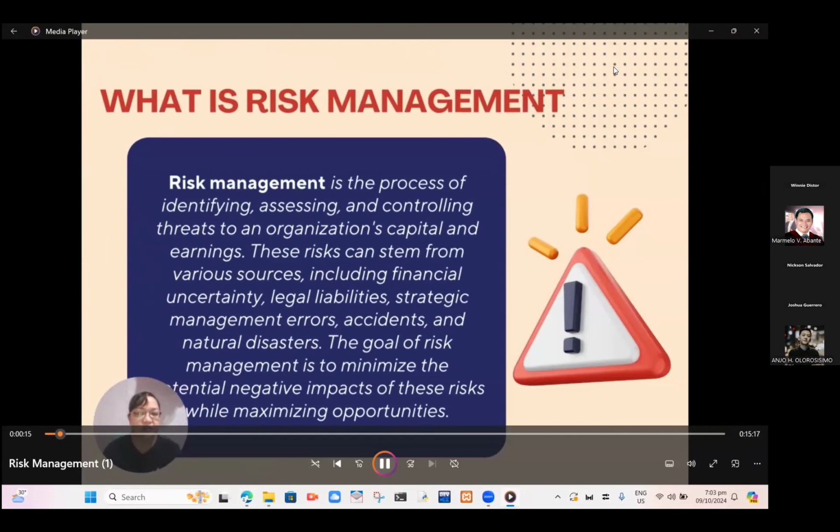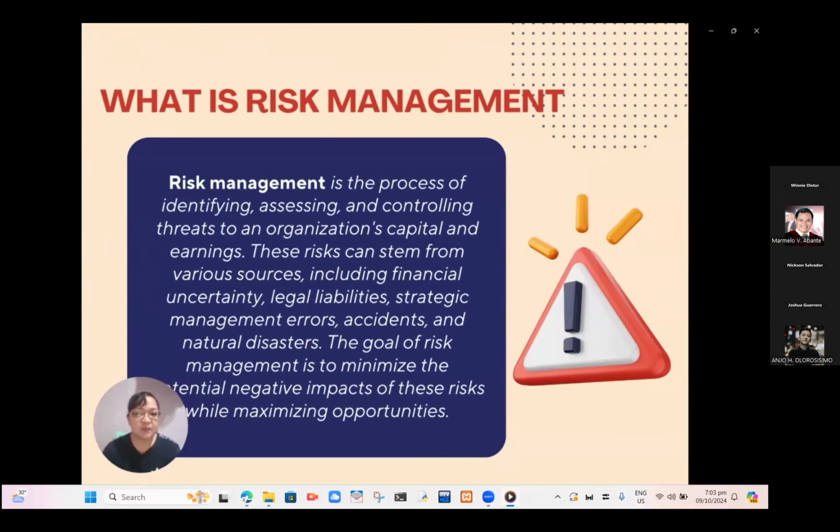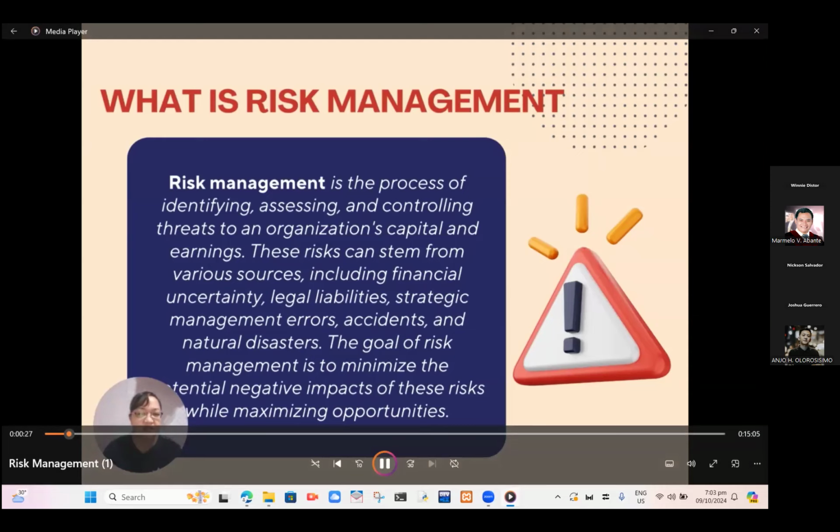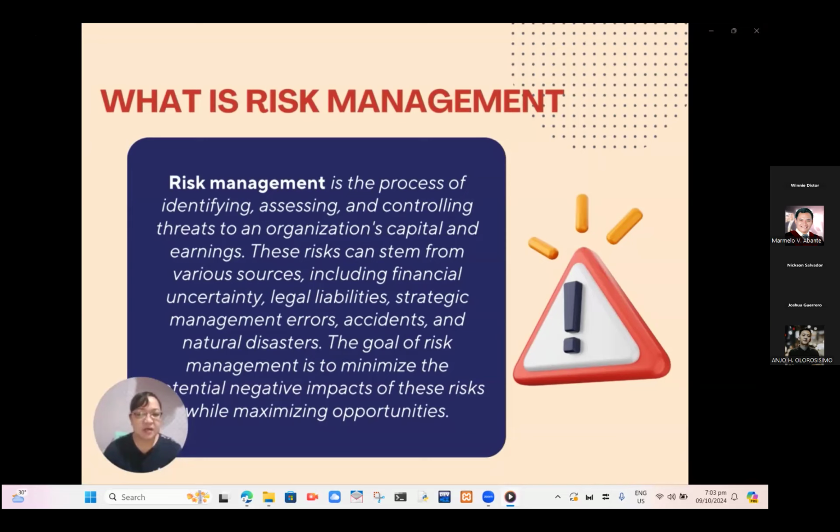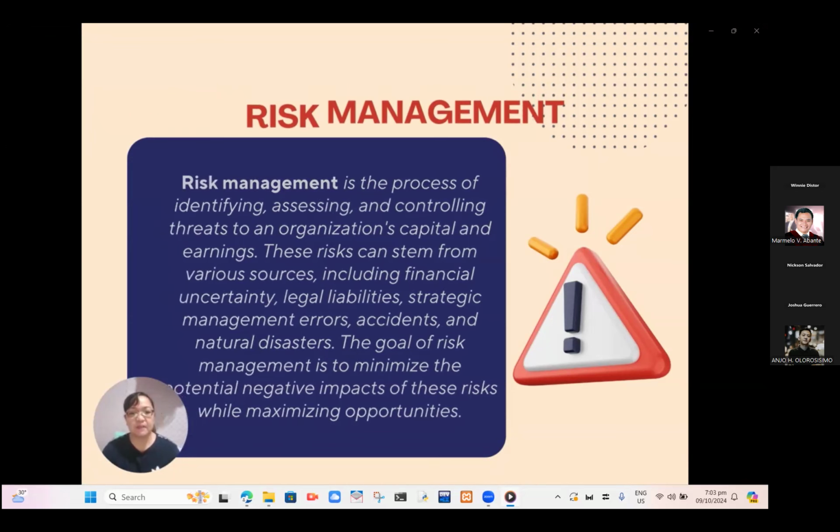What is risk management? Risk management is the process of identifying, assessing, and controlling threats to an organization's capital and earnings. These risks can stem from various sources, including financial uncertainty, legal liabilities, strategic management errors, accidents, and natural disasters. The goal of risk management is to minimize the potential negative impacts of these risks while maximizing opportunities.